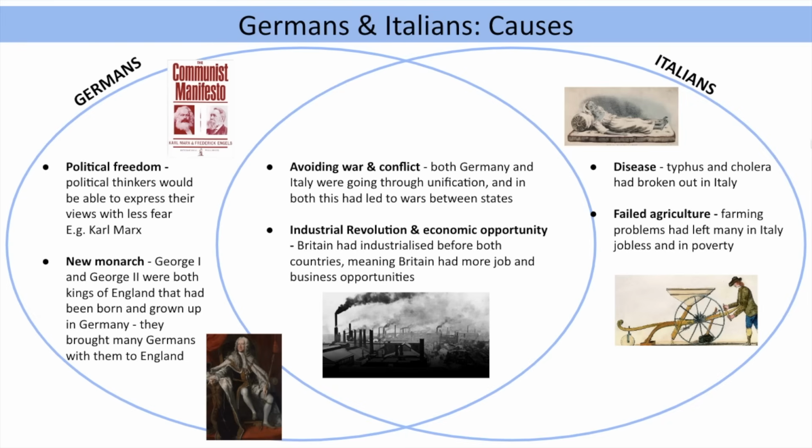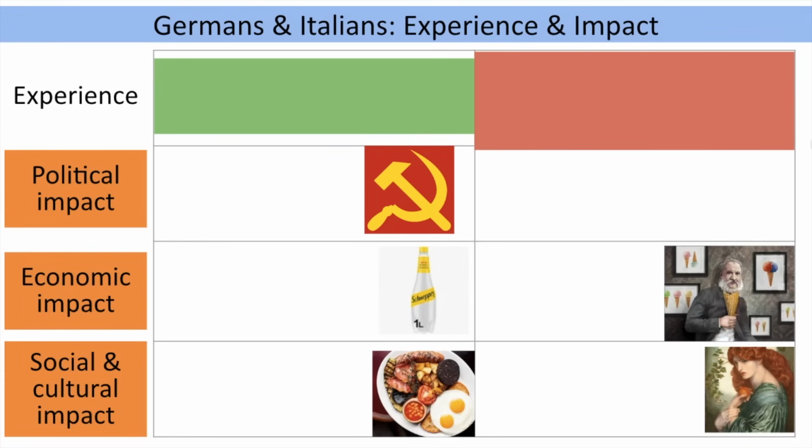Britain has industrialized before Germany and before Italy, so Britain has many more job and business opportunities. As we'll see, especially for the Germans, lots of successful businesses are started by German migrants in Britain. In terms of their experiences and their impact, again, I've put those together because they do overlap a lot. The experience of Germans is really quite positive. It's one of the few genuinely positive experiences that we see in this period.